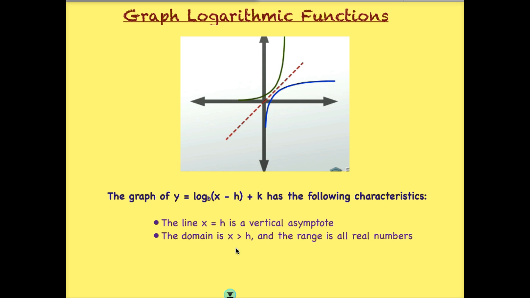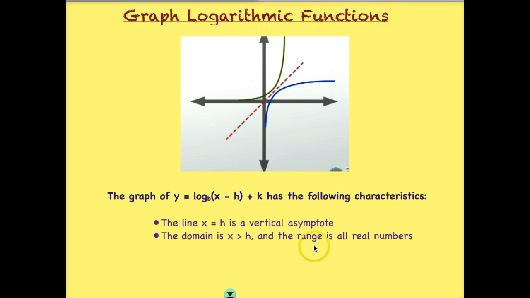Lastly, look at our domain. Our domain is x is greater than h. Remember that domain is all of our possible x values, and that's going to be impacted by our asymptote. So where our vertical asymptote is, we know that we have to be greater than that. We've already examined why this object cannot be negative or 0. Our range then is all real numbers. We can go up forever and we can go down forever.